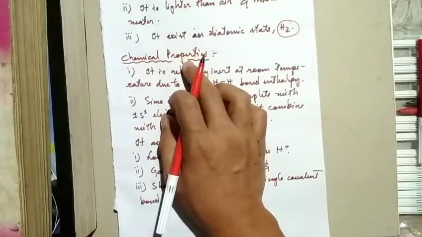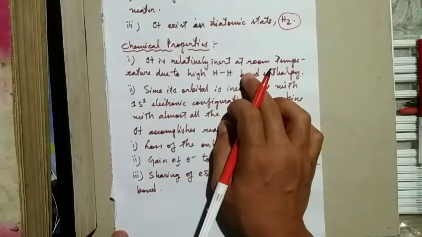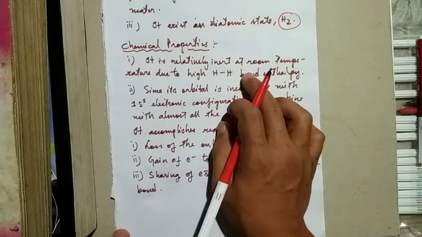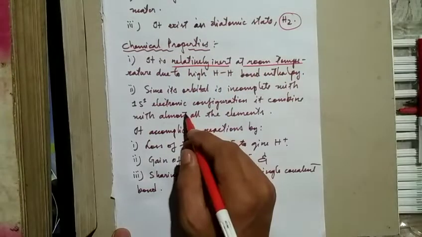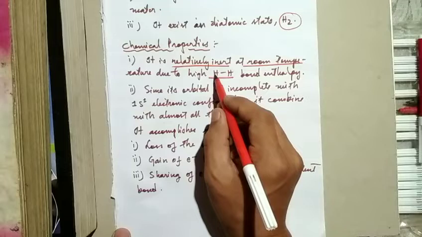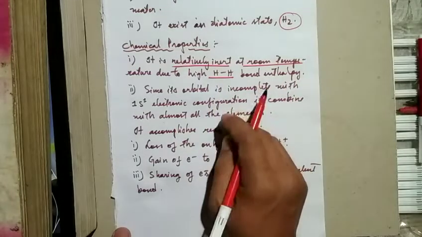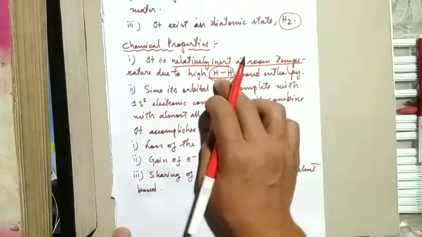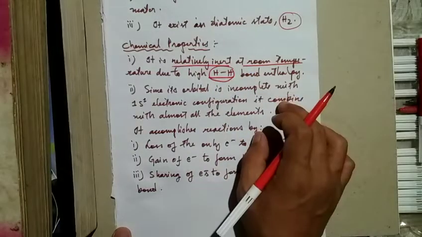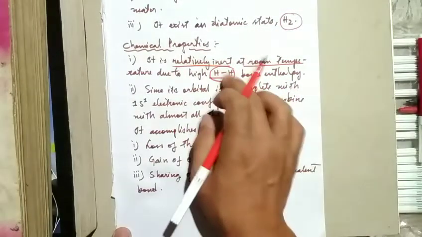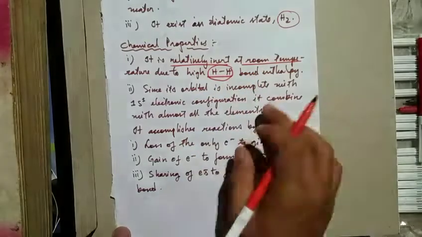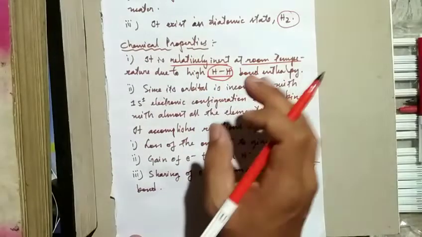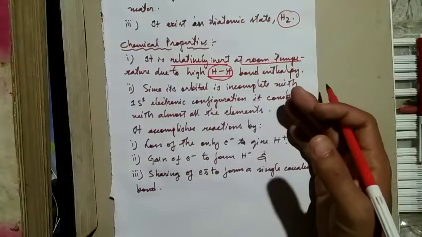Now chemical properties. It is relatively inert. By inert it means it is unreactive at room temperature, due to the high H–H bond enthalpy. This bond is very strong and does not break. High bond enthalpy means the bond between hydrogen atoms is very strong. That's why it is inert, or stable, and does not react easily.